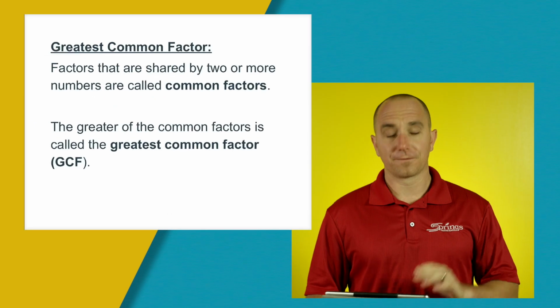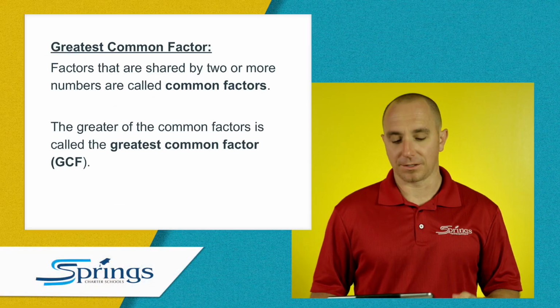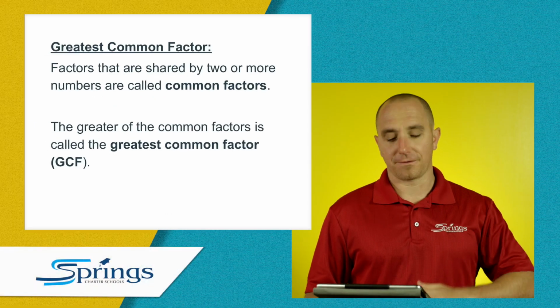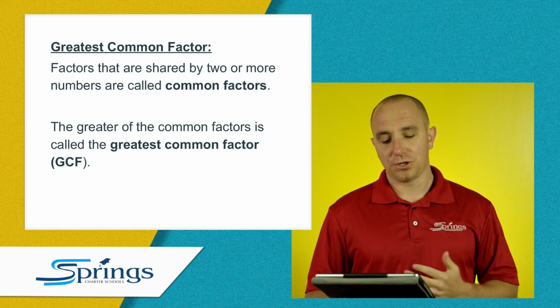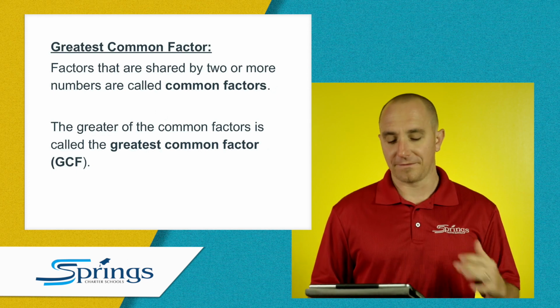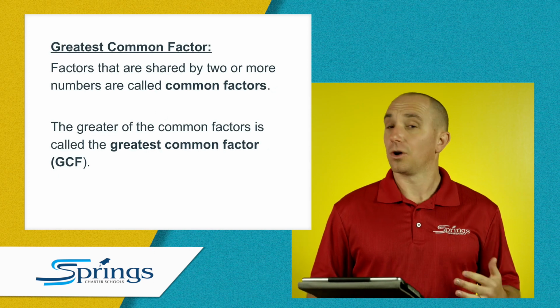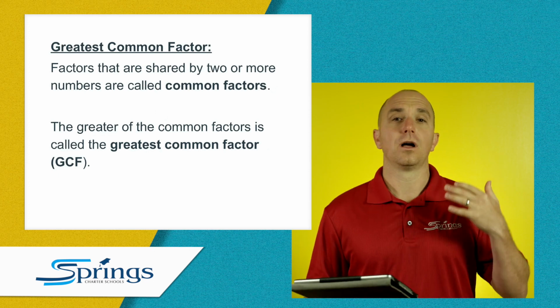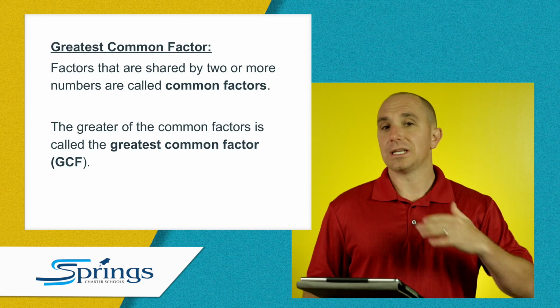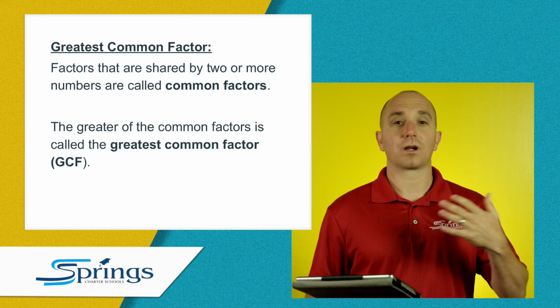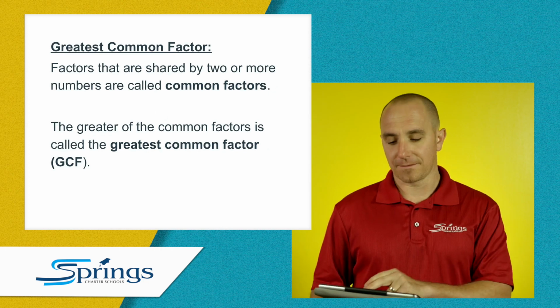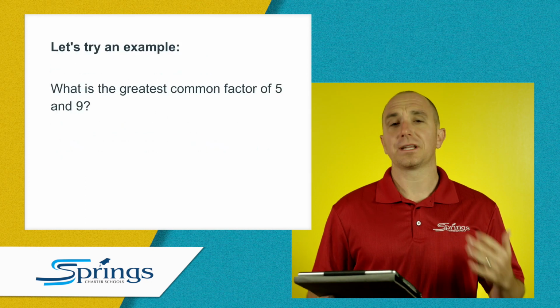Okay, so first let's focus on the greatest common factor. Factors that are shared by two or more numbers are called common factors. The greater of the common factors is called the greatest common factor, and you're going to hear a lot of times the GCF. So the greatest common factor is commonly referred to as the GCF. So let's try an example.